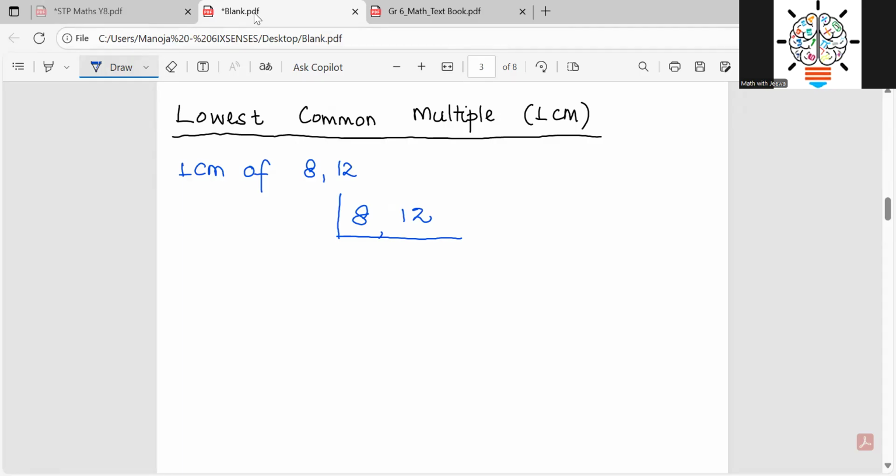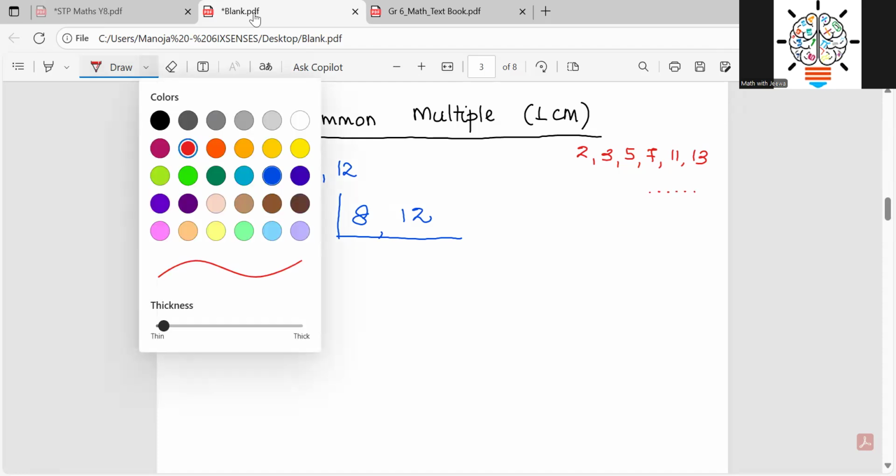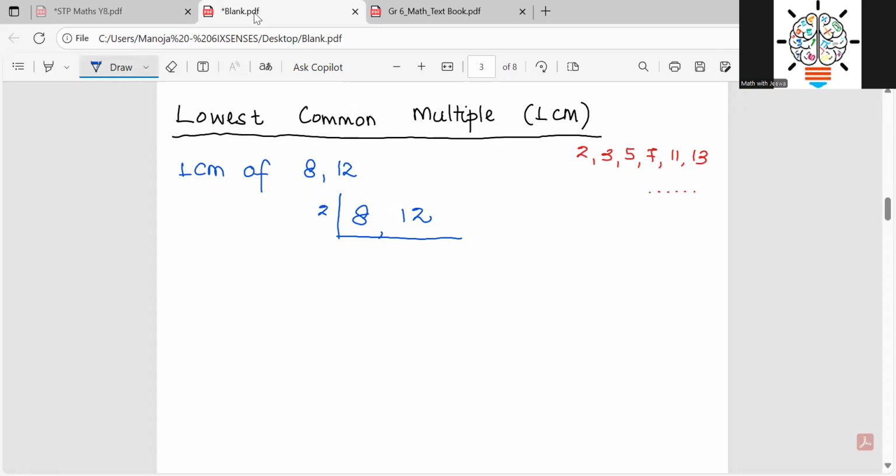If you can't remember that, just recall the prime number list: 2, 3, 5, 7, 11, 13, like this. So then it is 2: 2 times 4, 2 times 6. Again, can I divide this by 2? Yes. 2 times 2, 2 times 3.